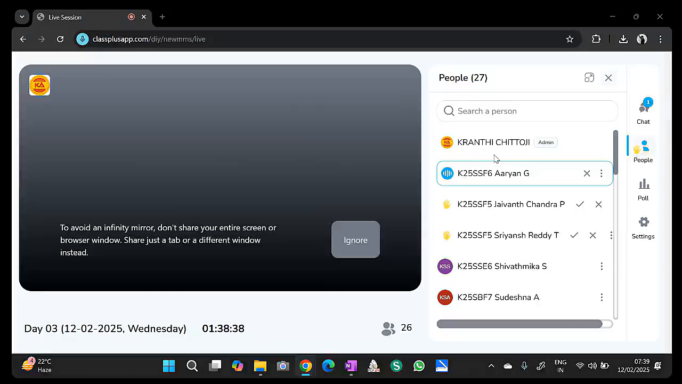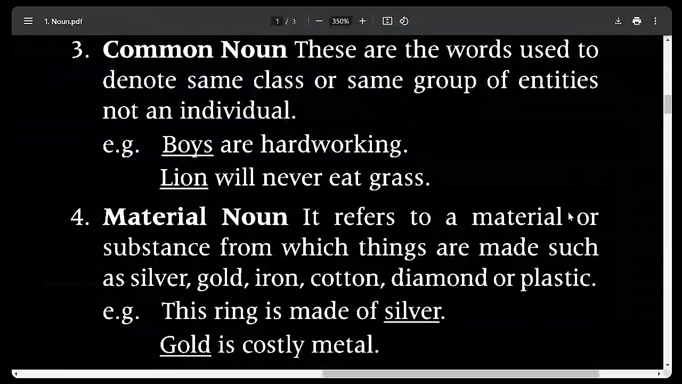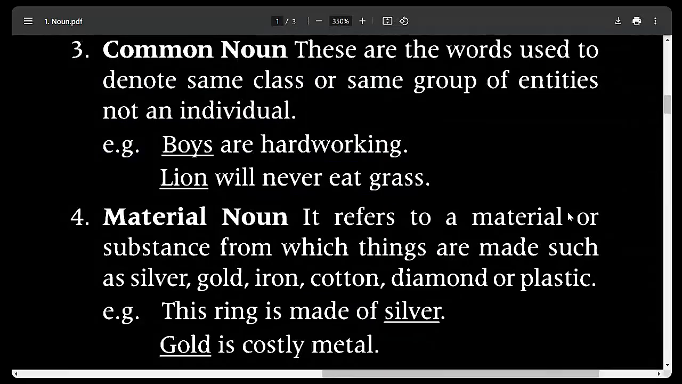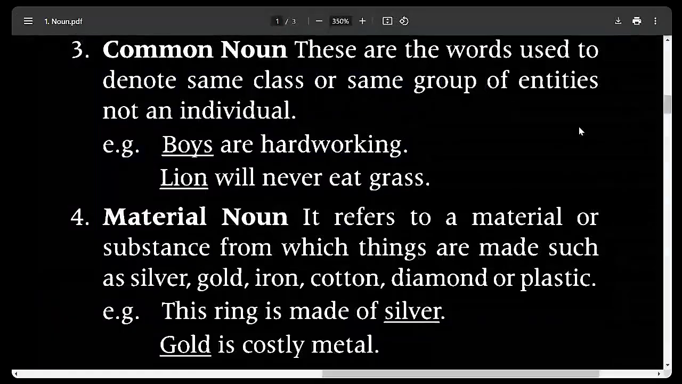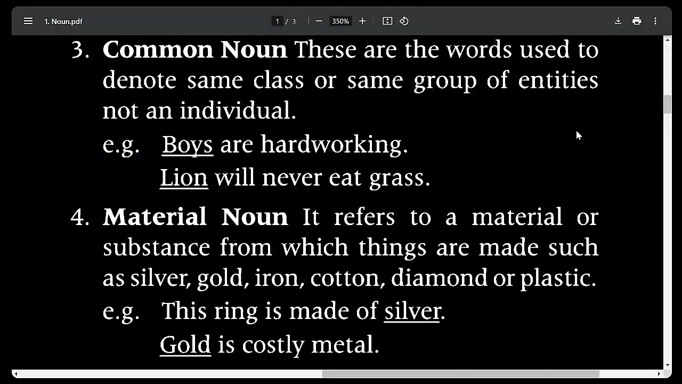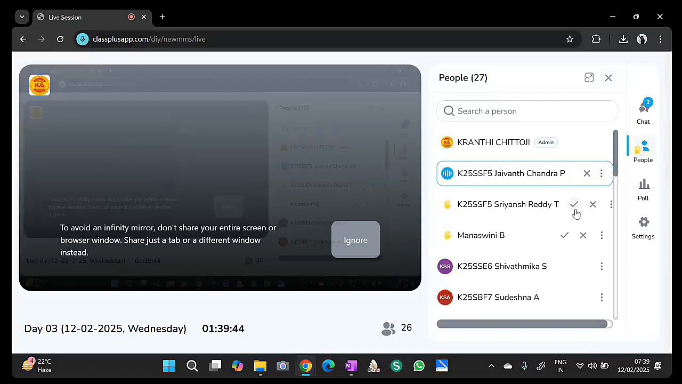Okay, sir. And Jaiwant, what's your doubt? Jaiwant, you're not audible. Yes, Jaiwant, what's your doubt? Sir, my English notebook is in KRANTHI Academy, sir. Okay, you can just attend the class now and you can write from the recorded lecture later. Okay, sir. Sriyash, what's your doubt?